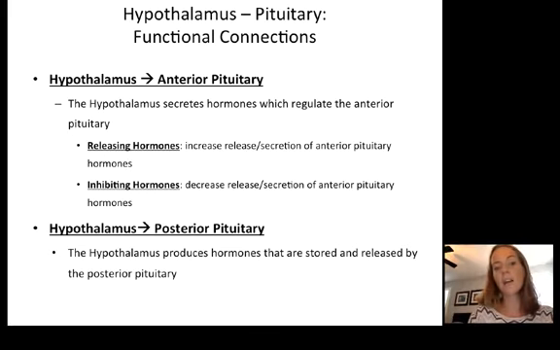Inhibiting hormones are the manager telling the assistant manager, nope, don't send instructions yet. That's going to decrease the release or secretion of other hormones. The hypothalamus to posterior pituitary is a simple production and storage relationship.